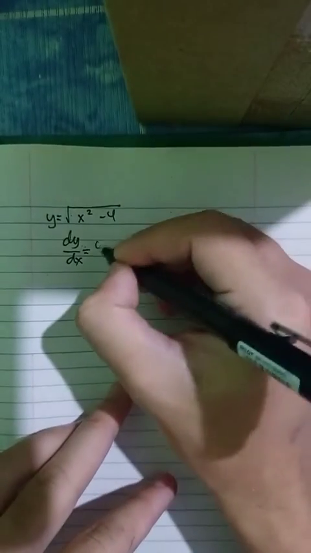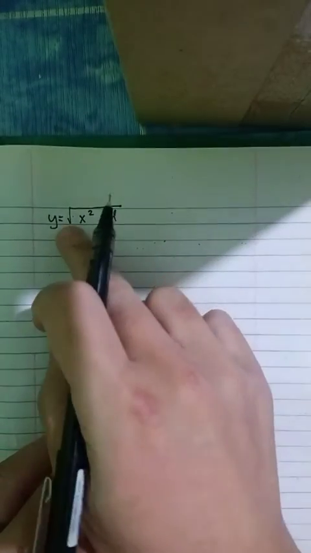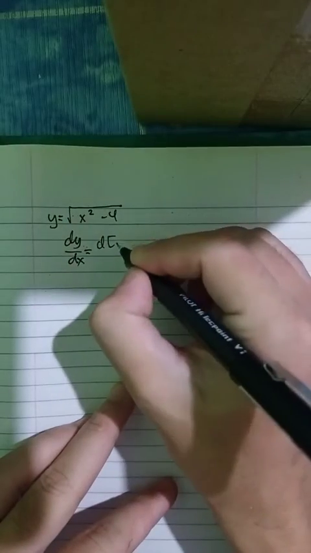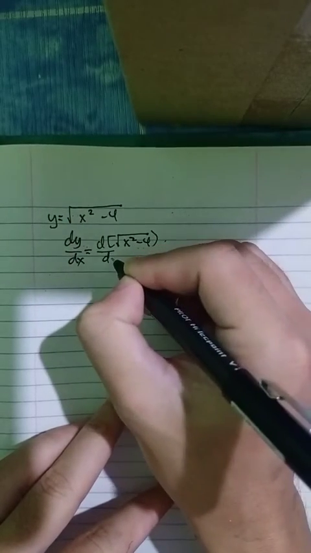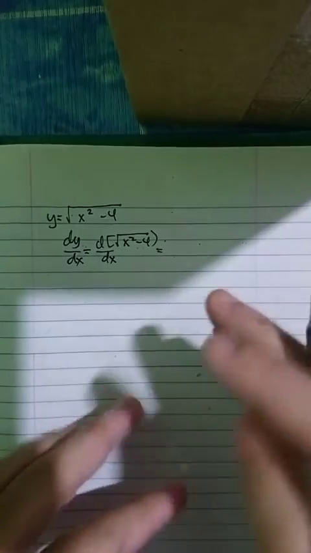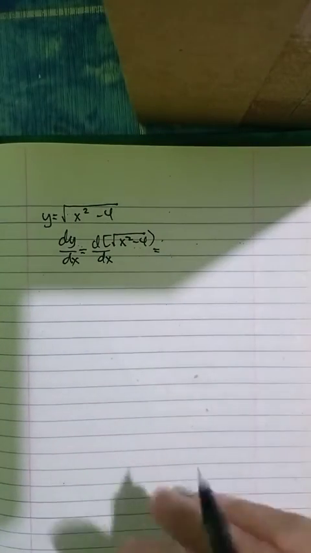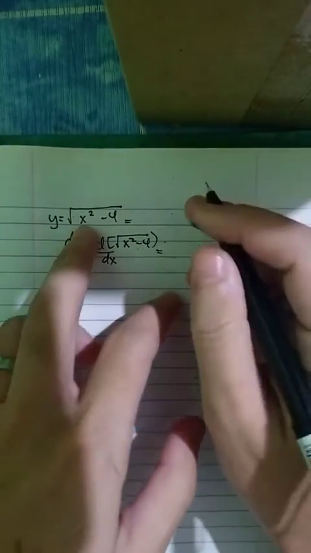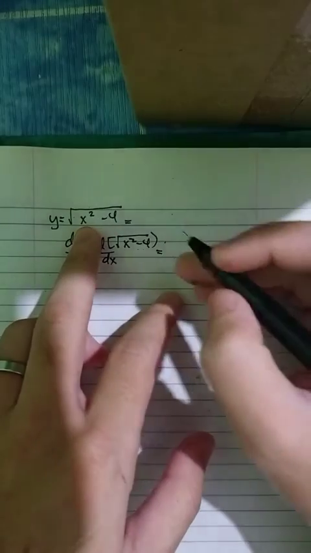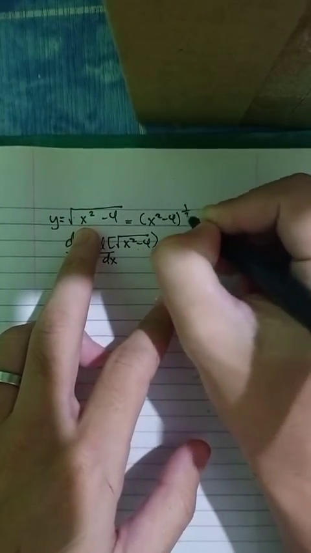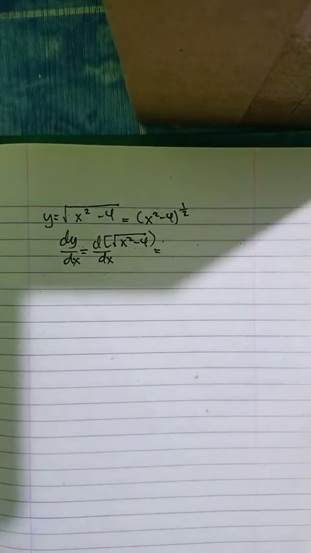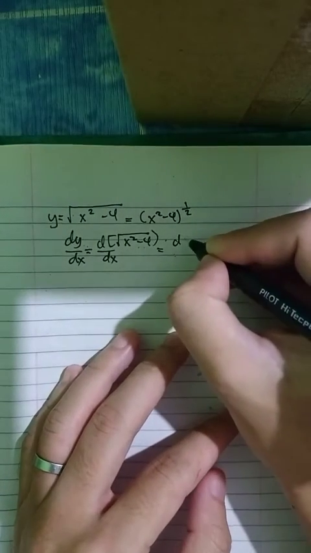We can clearly see now that our y is actually the whole thing here, which is the square root of x squared minus 4, over dx. Before we proceed, we will just remember that we can reform this expression into another form. What I'm trying to say is like this. They are actually the same. So now we can do it like this.